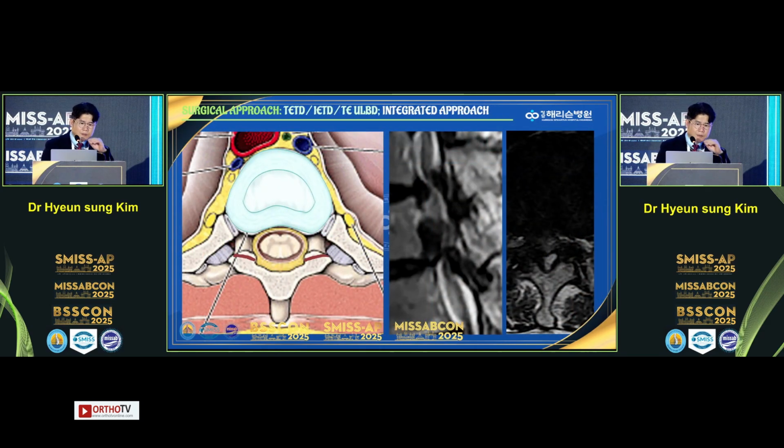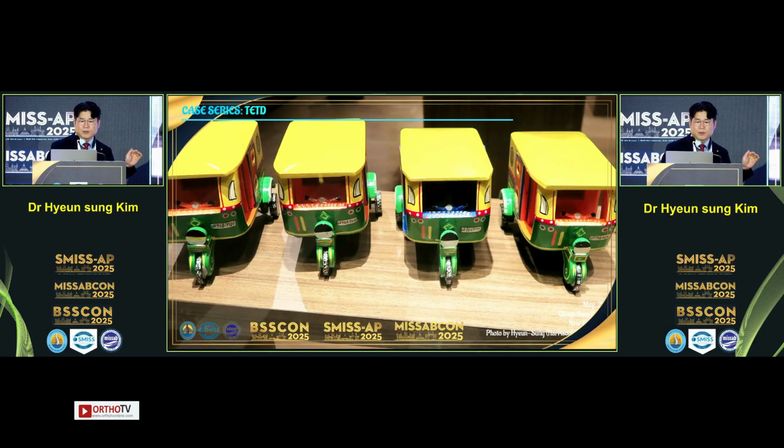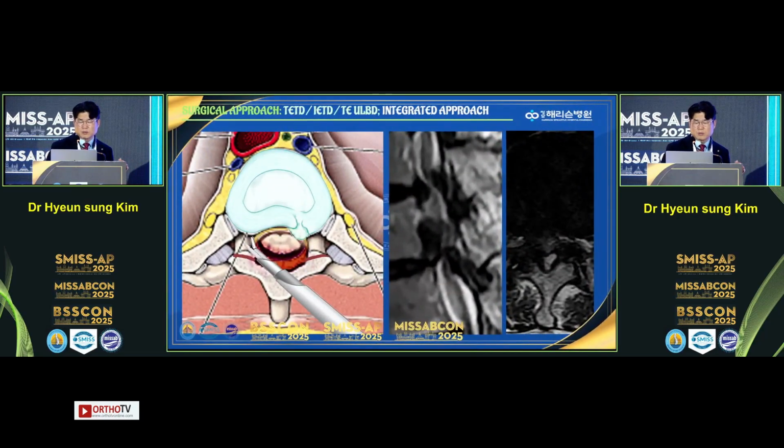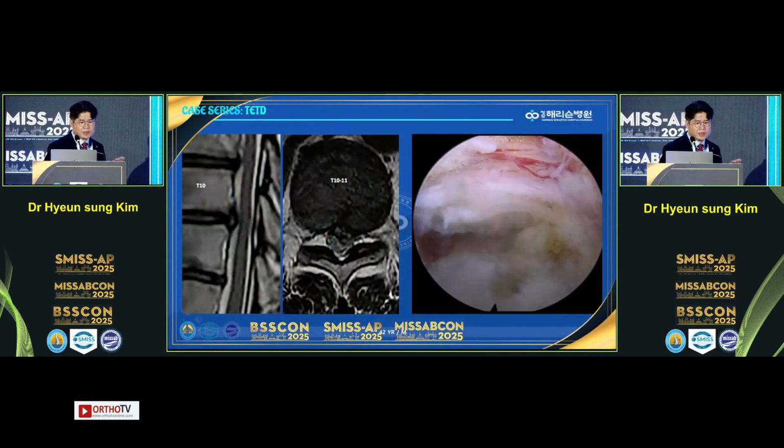Using a combination of interlaminar, transforaminal, and posterolateral approaches, you can manage complex pathology like disc pathology and stenosis. In cases like this, using transforaminal and interlaminar decompression or a combination, you can manage this pathology even when it is serious. I will show some of my cases.